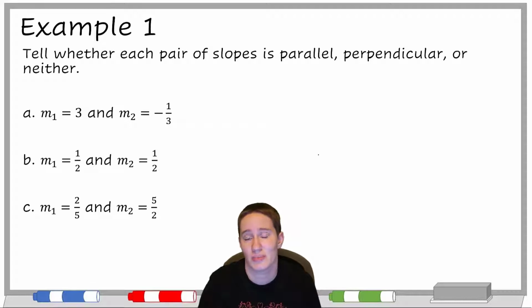Because that's easy to spot, because they have to be the same slope if they're parallel. Then I'm going to look and see, are they perpendicular? By checking to see if they're opposite reciprocals of each other. If that's also a no, then I know they're neither.